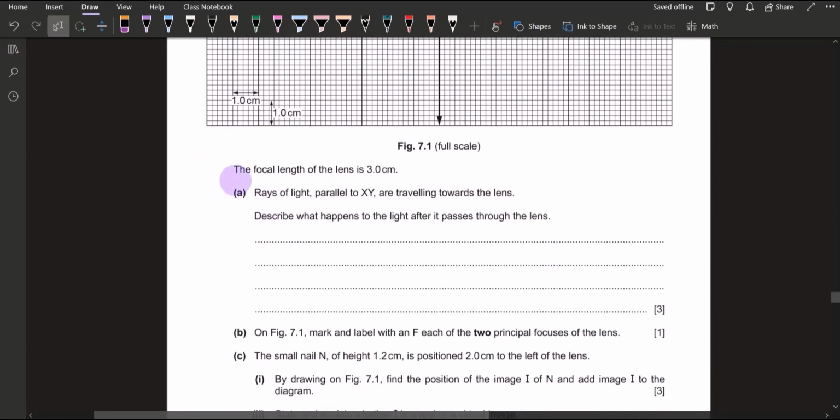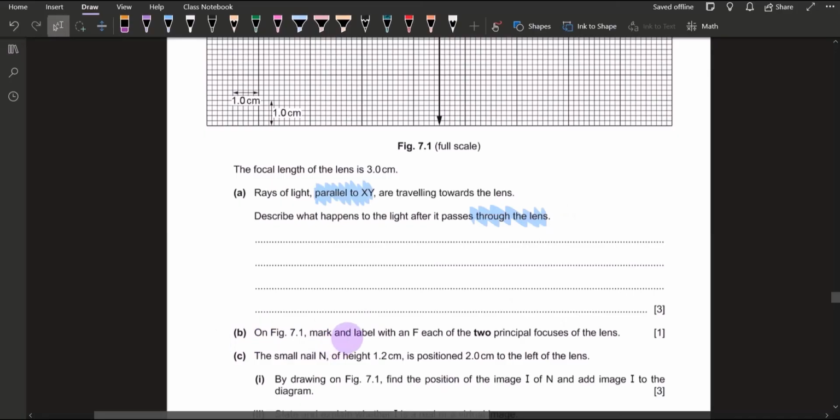Here in the question it mentions the focal length of the lens is 3 centimeters, and part A says rays of light parallel to XY are traveling towards the lens. Describe what happens to the light after it passes through the lens. So we have to focus on this. For answering this question, we can do parts B and C first and then come back to this part again. So we're going to do part B first.